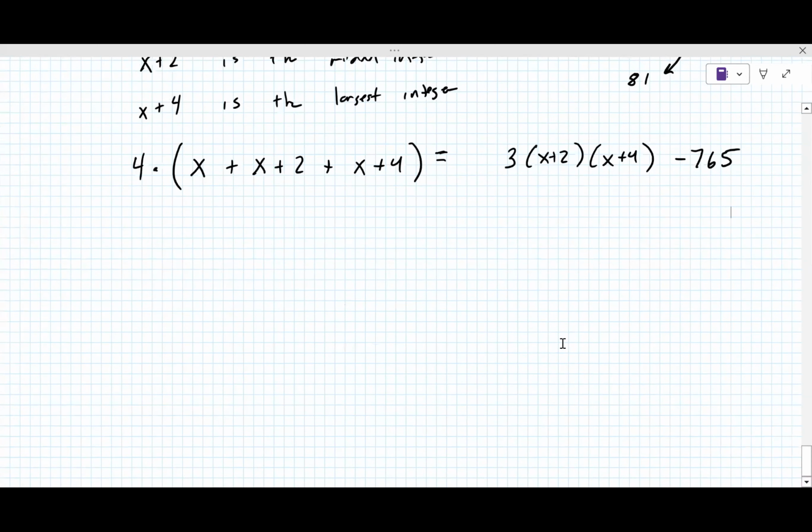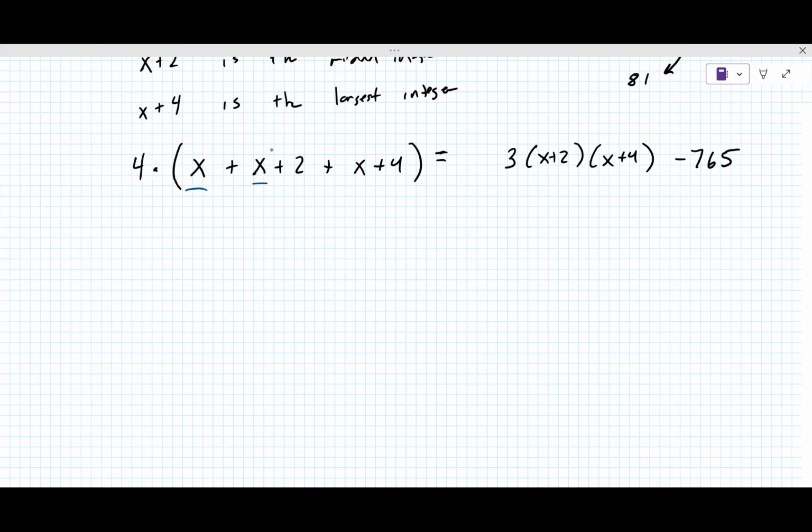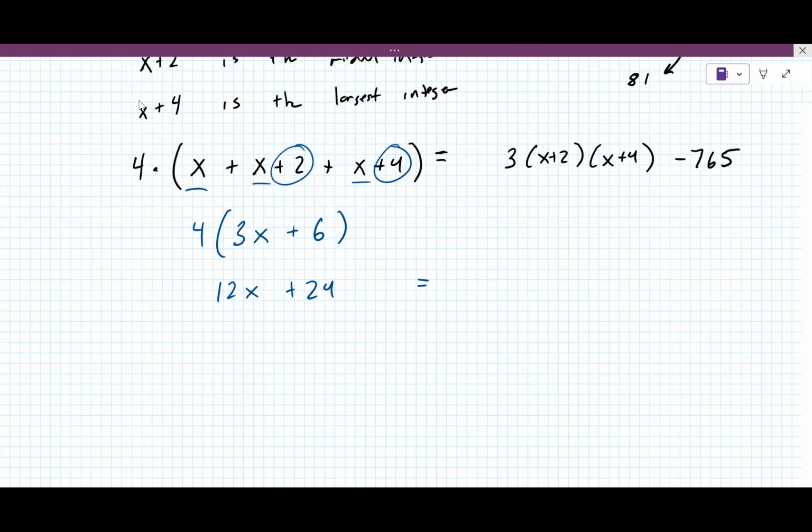Okay, so this is a pretty challenging problem from here. Any idea how you might start something like this? To be honest, no. Okay, so we're going to start inside parentheses here, and we're going to combine like terms. So it's 3x plus 6, okay? And then we're going to multiply it by 4 now. So 12x plus 24 equals.